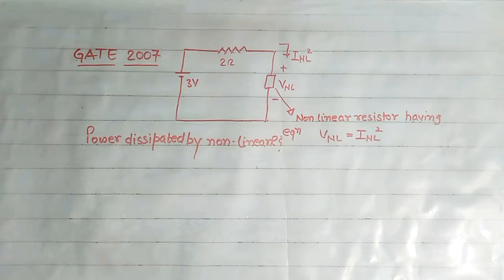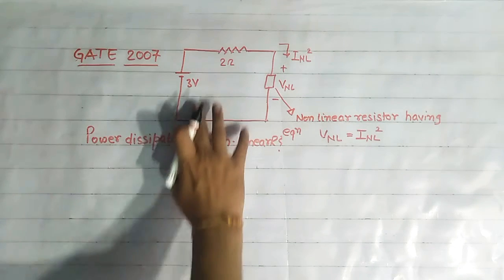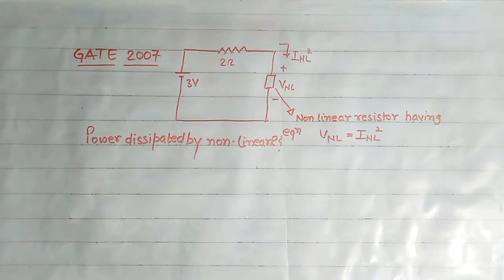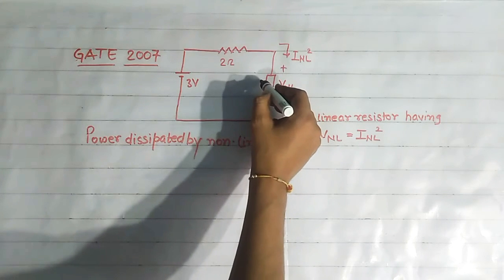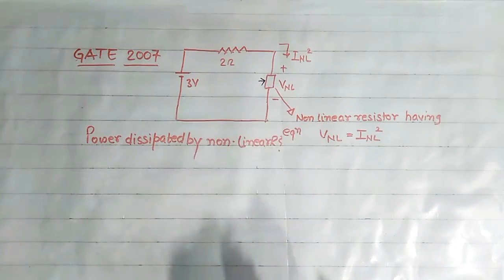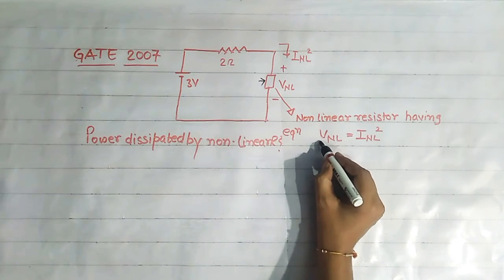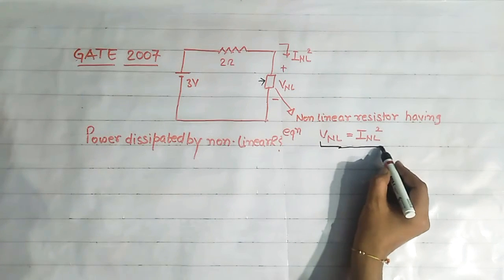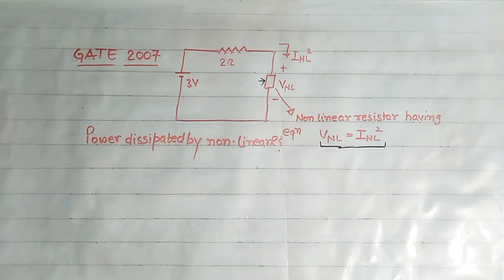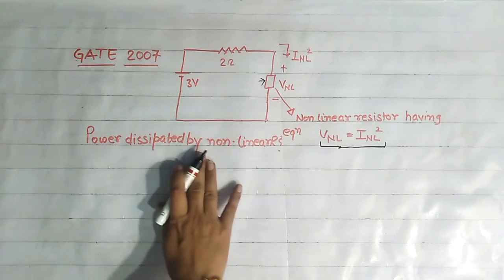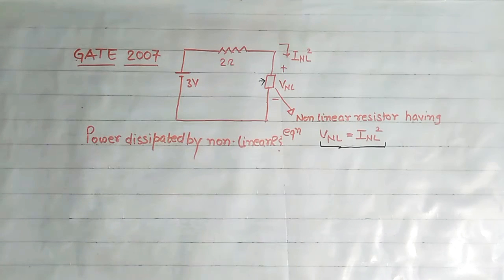Now see this question that has been asked in GATE 2007. Here this circuit is given. This is a 3 volt source, this is a 2 ohm resistance, and this is a non-linear resistance whose characteristic equation is given by VNL is equals to INL square. Here in this question we have to find the power dissipated by the non-linear resistor.